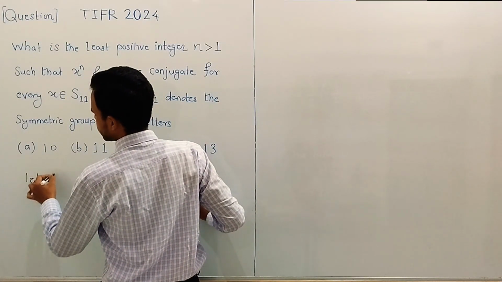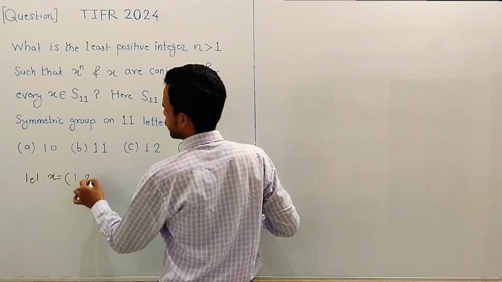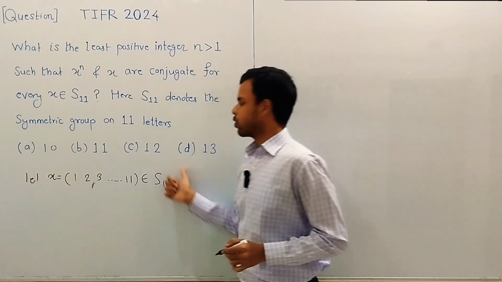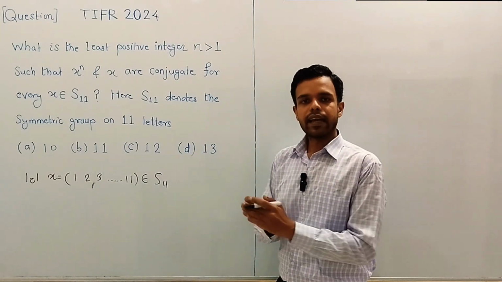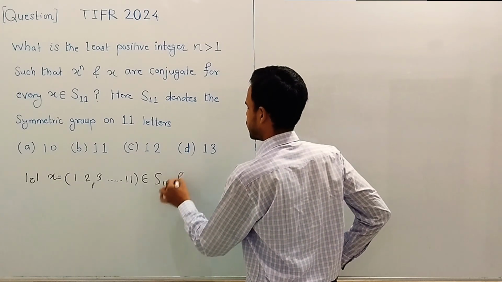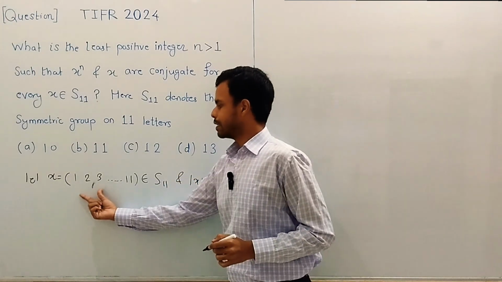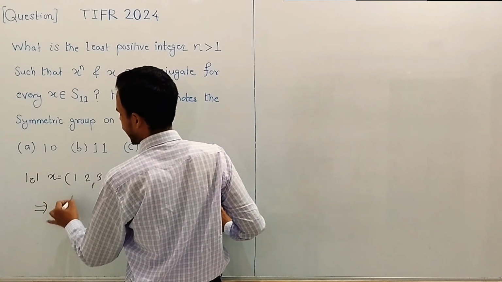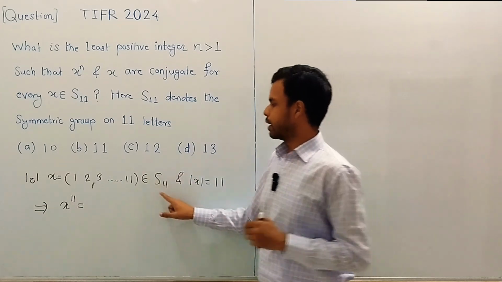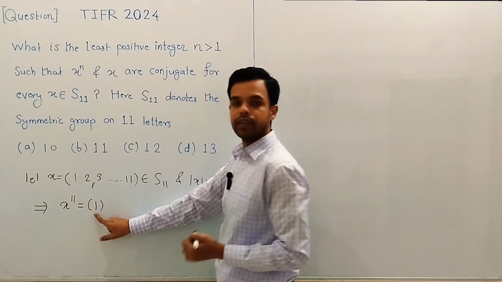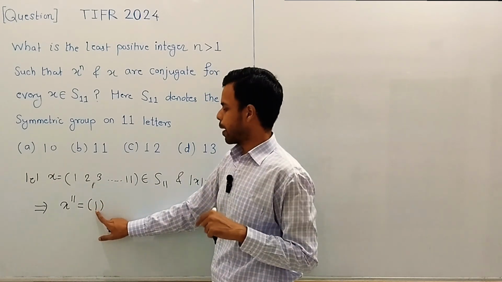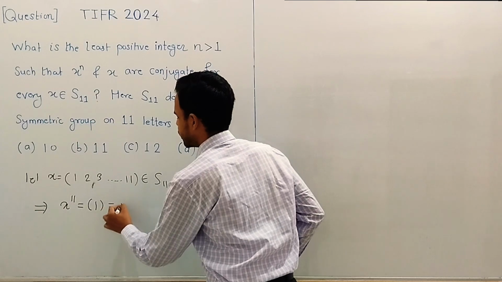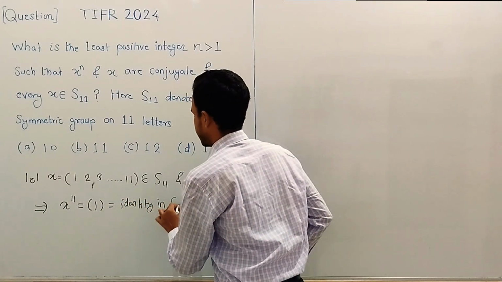Let x be an 11 cycle, say (1 2 3 and so on up to 11) belonging to S11. Clearly this is an element of S11, and we know that a k-cycle has order k, so the order of x is 11 because x is an 11 cycle. So by the definition of order of an element in a group, we have x to the power 11 is the identity in S11, and we usually denote the identity in the symmetric group by this symbol, that is, every symbol maps to itself: 1 maps to 1, 2 maps to 2, 3 maps to 3 and so on, 11 maps to 11. So x to the power 11 equals the identity in S11.